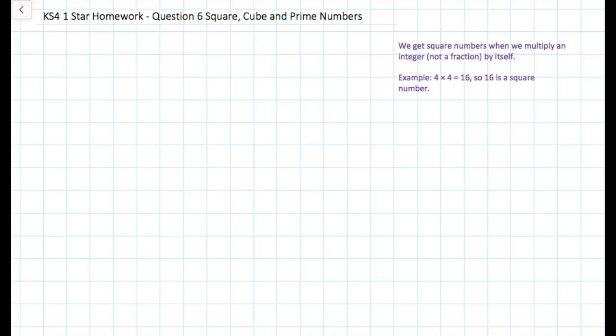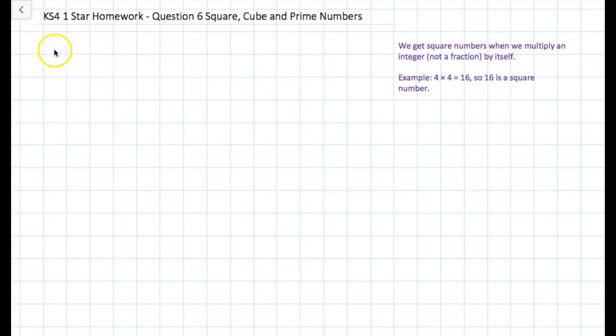We're going to look at square, cube and prime numbers in this video. So starting off with the square numbers, we get a square number when we multiply an integer, which is another word for a number, not a fraction, by itself. So an example of this would be 4 times 4 is equal to 16, so 16 is the square number.